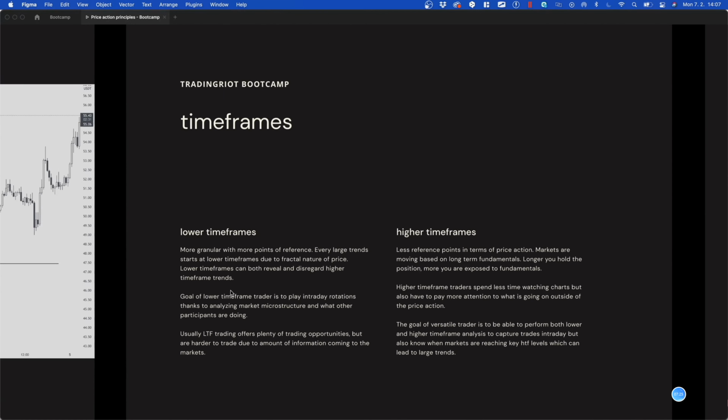Also, this would be a situation where you expect a new trend to be established, but on the lower time frames you just get signals that it's not likely to happen, and you will be able to scratch a trade rather than just waiting on the weekly chart. The goal of the lower time frame trader is to play intraday rotation thanks to analyzing market microstructure and what other participants are doing. This is pretty self-explanatory.